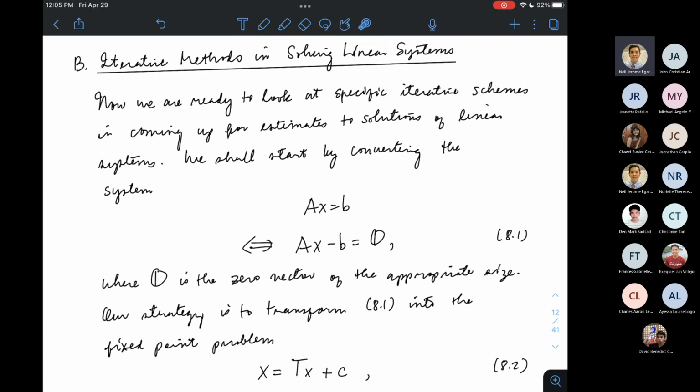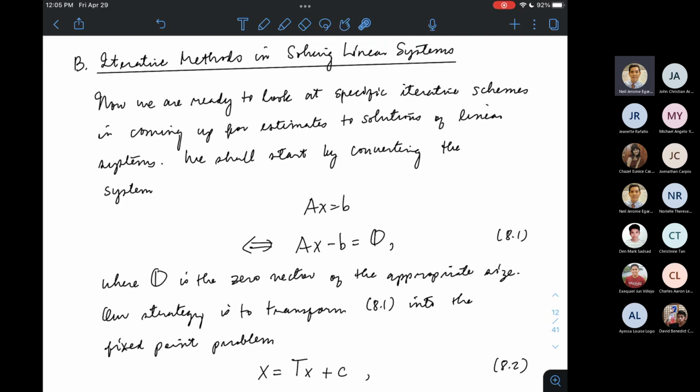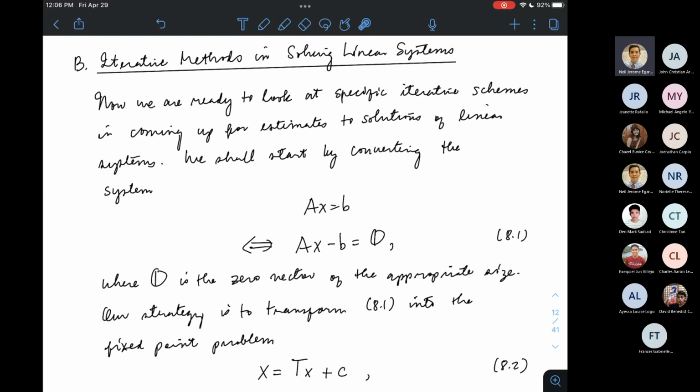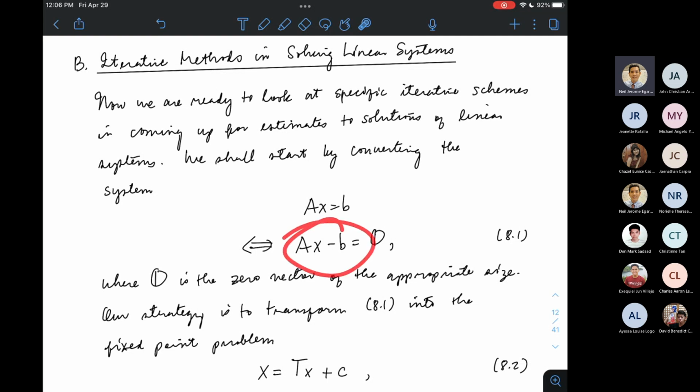And again, remember our problem is to solve the system AX equals B, where A is an n by n matrix, X is an n by 1 matrix, or an n vector, and B is another n vector. All right. Tapos sabi natin, pwede ko itong tingnan as a root finding problem. That means finding the root x of the vector Ax minus b.